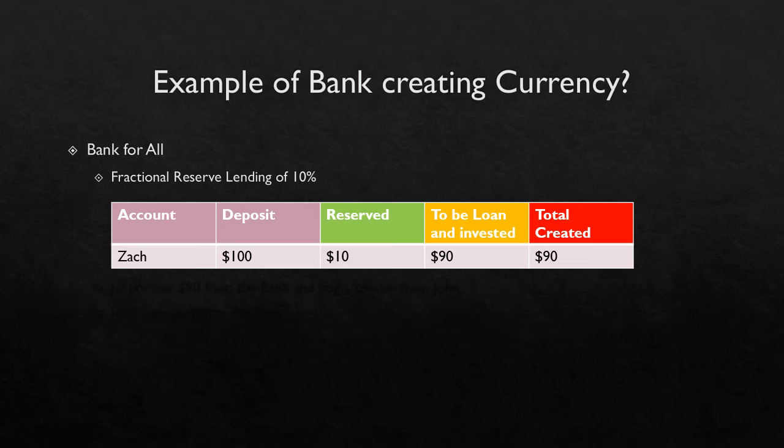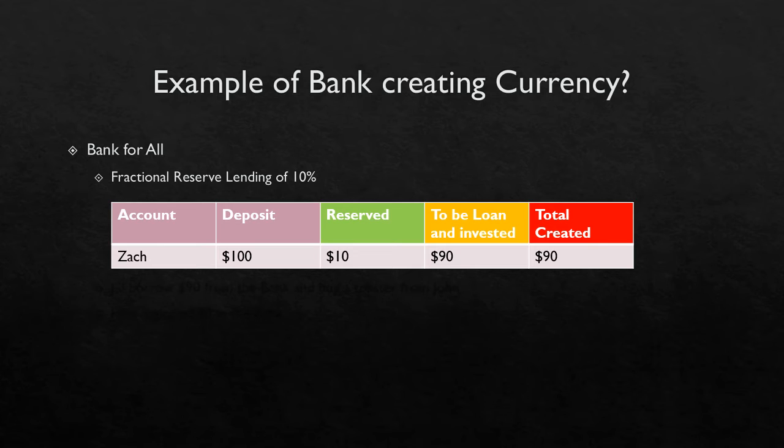The remaining $90, they're going to take it and invest it. They're going to either give it out as a loan or invest it. So that means they're going to create $90, because even though they took $90 of my $100, when I look at my account, it's going to state that I have $100 in there. It's not going to state that I have $10. So that means there is $190 in circulation.